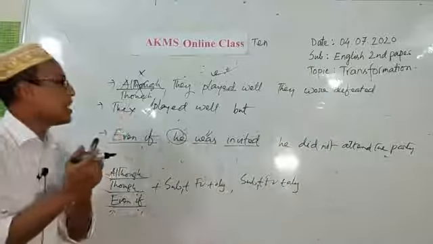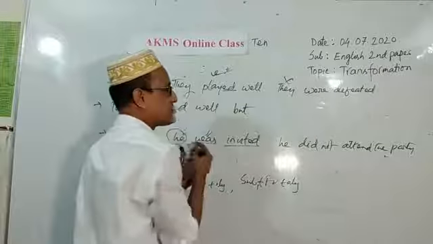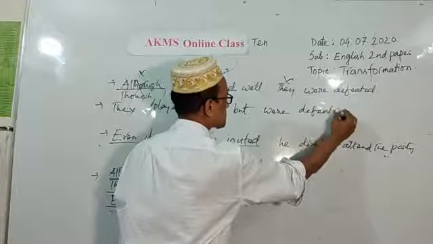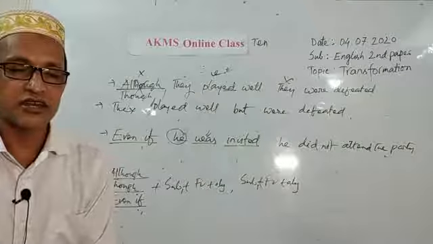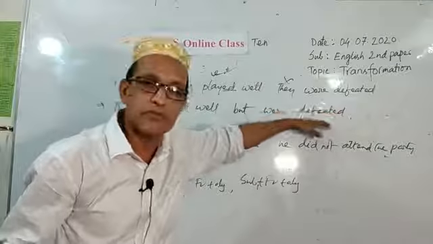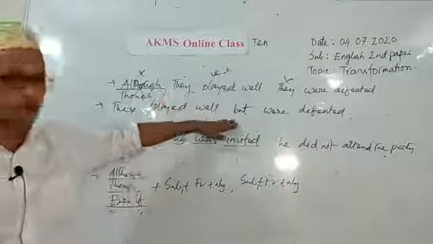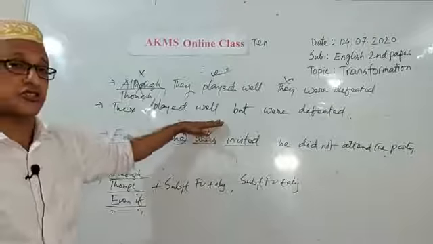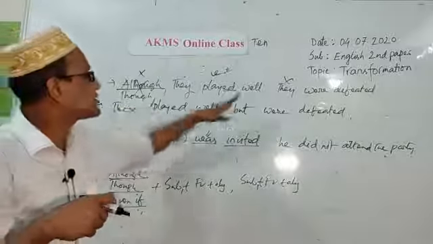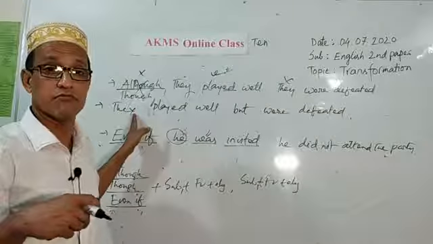They played well but were defeated, and the subjects are same, so I will not use the subject. Now dears, you can clearly identify that I have used the subordinate clause first and then the principal clause, and I have joined both the clauses with the use of but. And there is another notification for you. I have not used the subject here because the subjects are same.